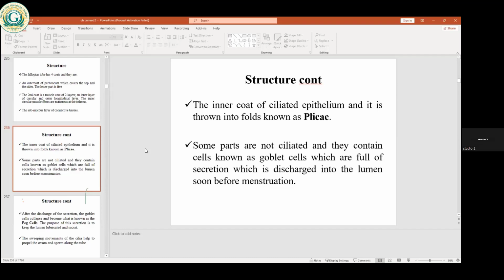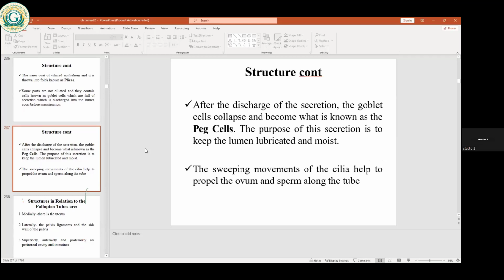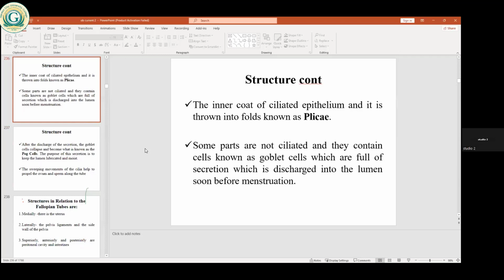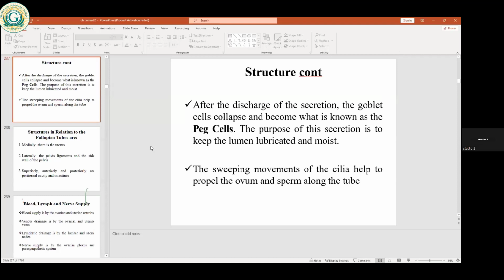And after the discharge of the secretion, some parts are not ciliated, and they contain cells known as goblet cells, which are full of secretion, which is discharged into the lumen soon before the menstruation. After the discharge of the secretion, the goblet cells collapse, and what is known as peg cells appear. The purpose of this secretion is to keep the lumen lubricated and moist. The sweeping movement of the cilia helps to propel the ovum and sperm along the tube.